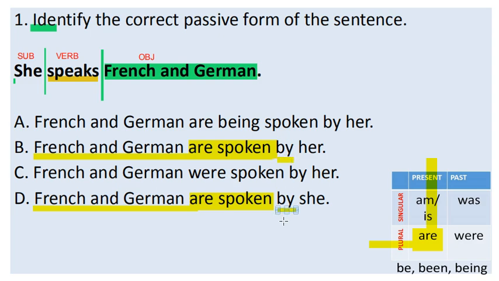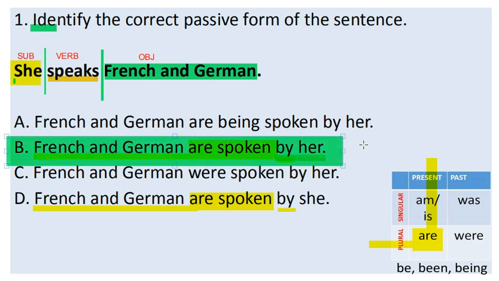The subject she. She is a subject case pronoun. We have to change it to object case, which is her. Hence, we have by her. Hence, the correct option is option B. French and German are spoken by her.